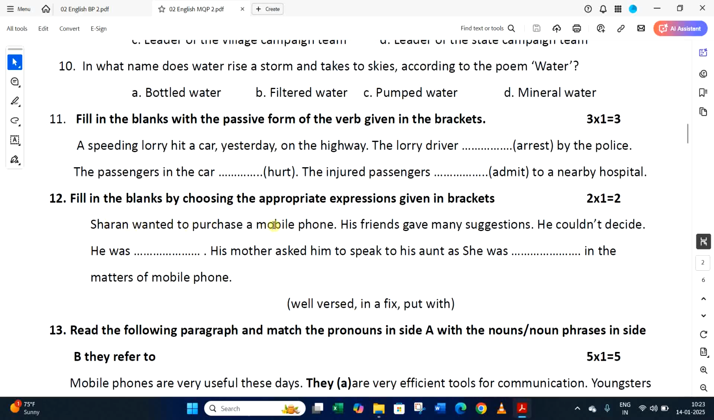Sharon wanted to purchase a mobile phone. His friends gave many suggestions. He could not decide. Then next, he was dash. His mother asked him to speak to his aunt as he was dash in the matters of mobile phones. So what is the appropriate, correct expression or phrasal verb, my dear students? We have to fill in the 2 blank spaces.